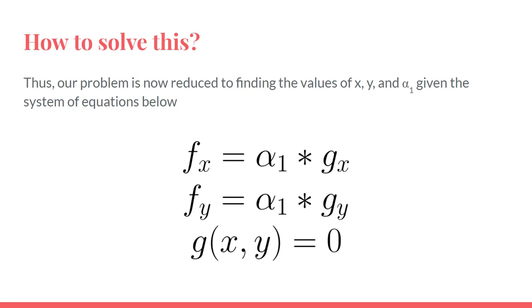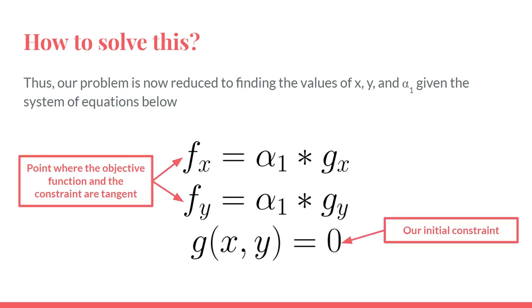Given that conclusion, we can reduce our problem to the equation system below. First, we have one equation for each dimension due to the normals being proportional. Remember, these functions represent the point where our objective function and our constraint touch, and thus optimize our function f. Then, we have our initial constraint from the beginning. We have three equations with three variables to find out: x, y, and alpha 1. By solving this system of equations, we find values for x, y, and alpha 1. The values found here for x and y are the ones that minimize function f.